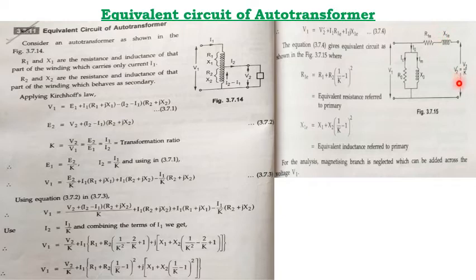Now here you will get the load side voltage. This is V2. V2 I have represented here as V2 dash. So what is the value of V2 dash? V2 dash is equal to V2 divided by K. Now this is the equivalent circuit of the auto transformer.